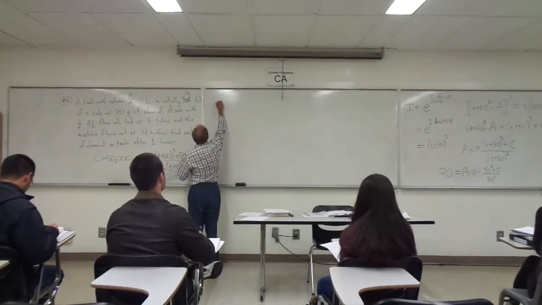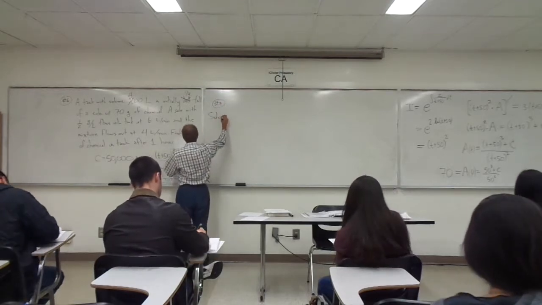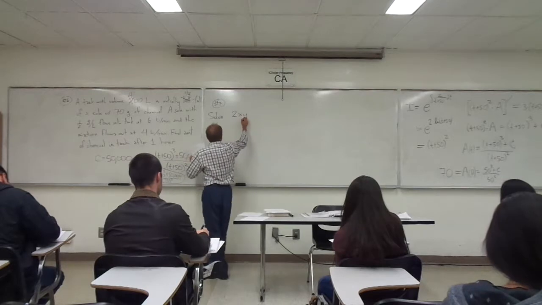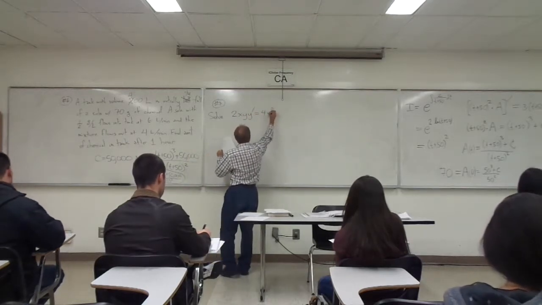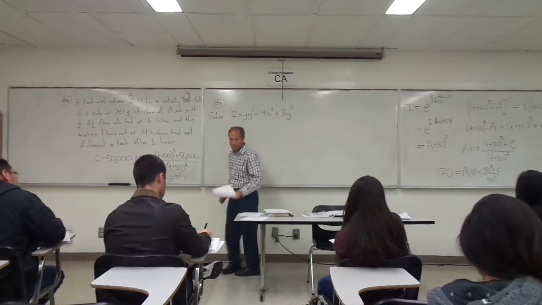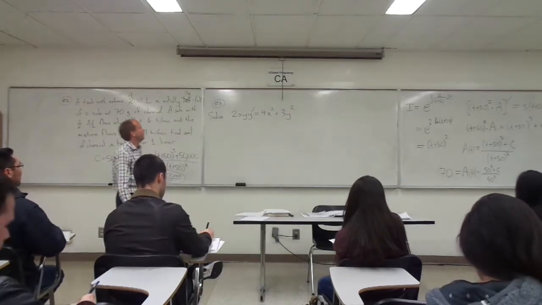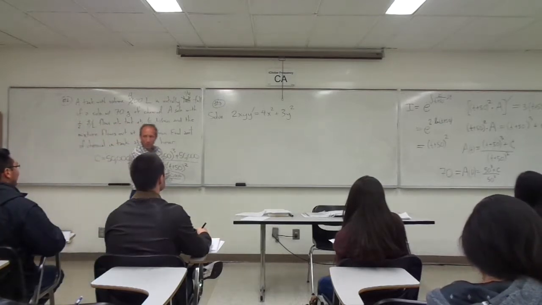Okay, number 7. Solve 2xy prime equals 4x squared plus 3y squared. Get down to the nuts and bolts.